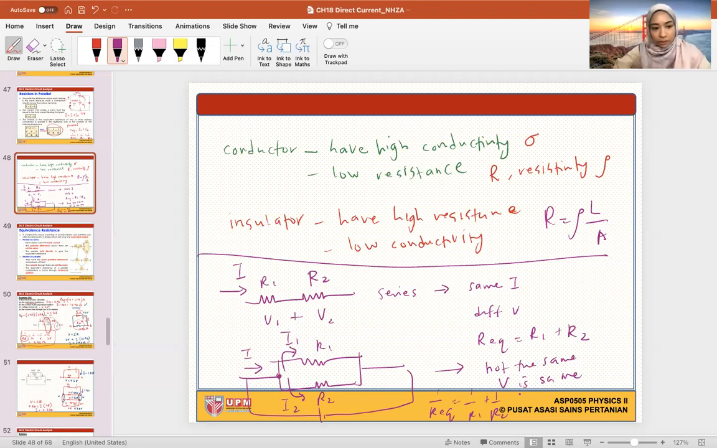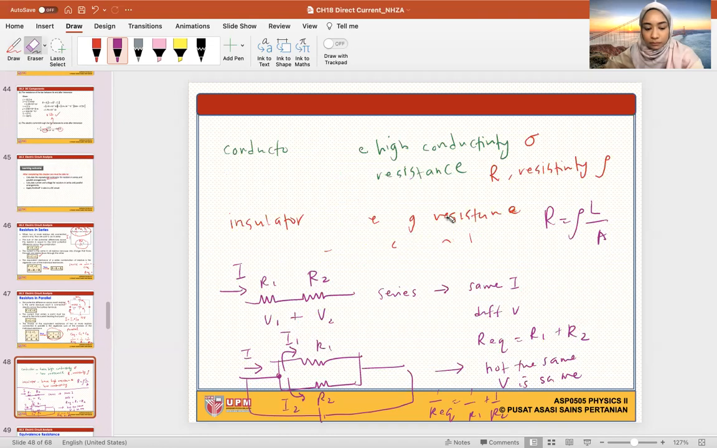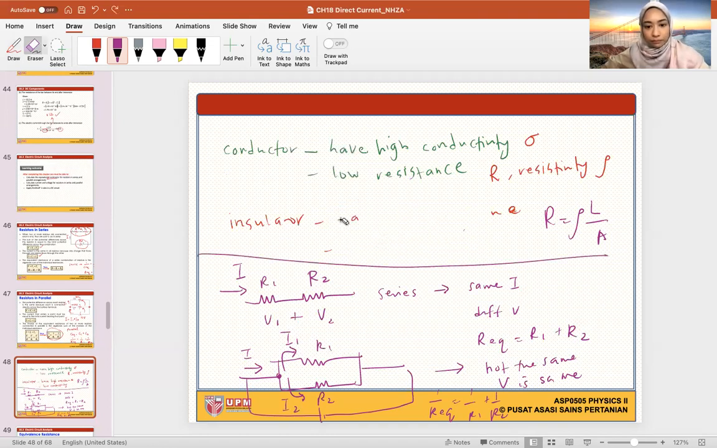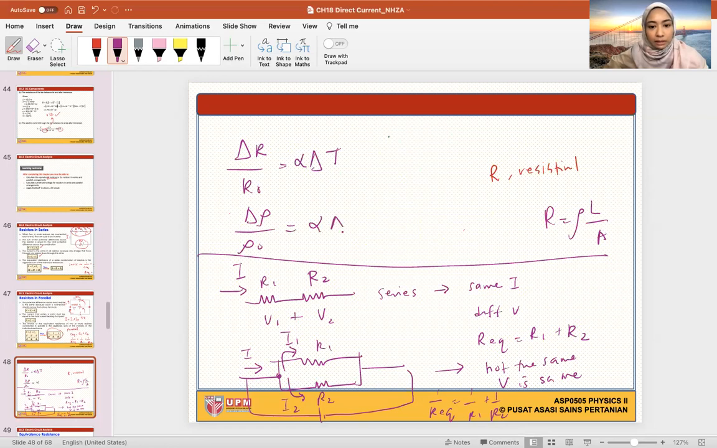Okay, let's talk about the problem that we did yesterday. Am I missing anything that is very important here? Oh, there's one more equation, I forgot. It's this equation related to this one over here. Okay, so we talked about resistivity and resistors, but we have not talked about delta R over R naught equals alpha delta T, and then delta rho over rho naught equals alpha delta T.